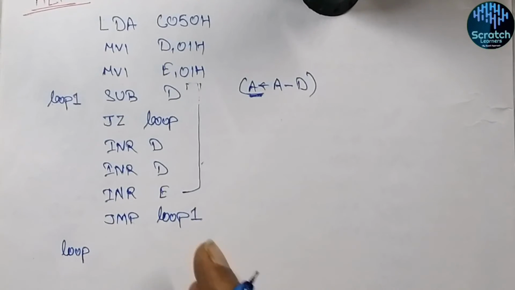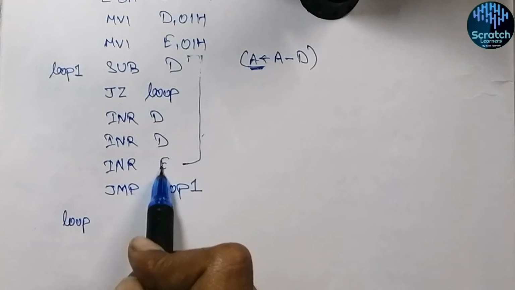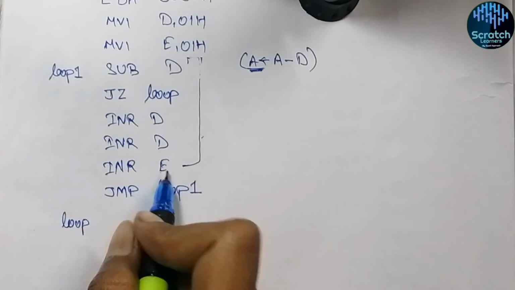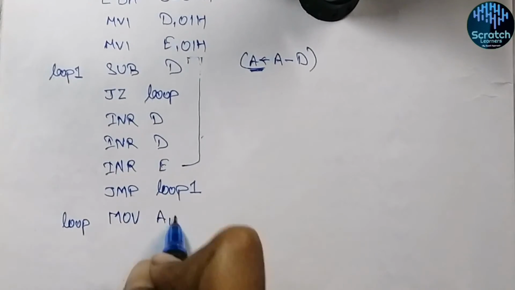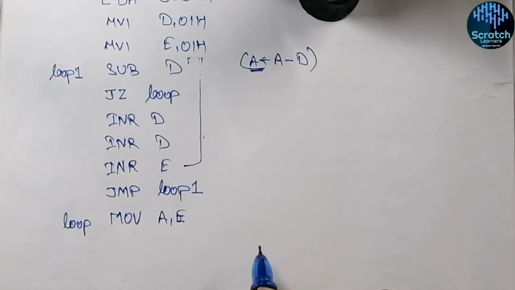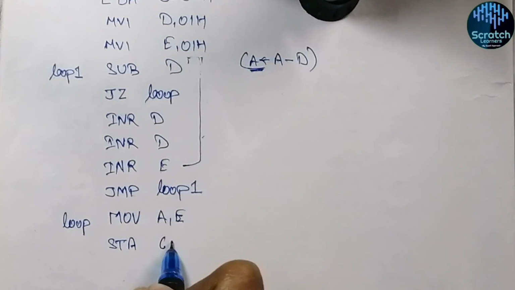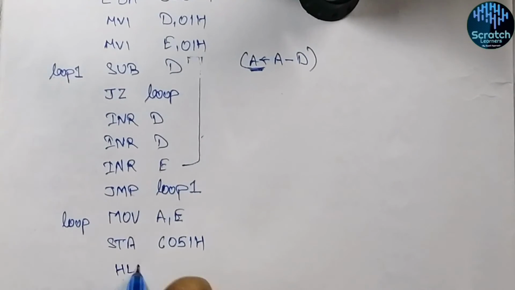And now what we'll be doing, we will be just storing the result, and we know that the result is in the register E. So for storing the result of register E, first we need to move it into the accumulator, right? And then we need to store the result in, let's say, C051 hex location, and then halt.